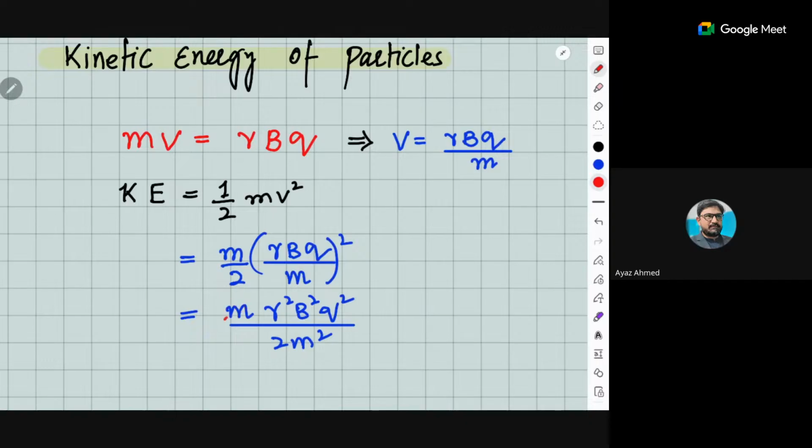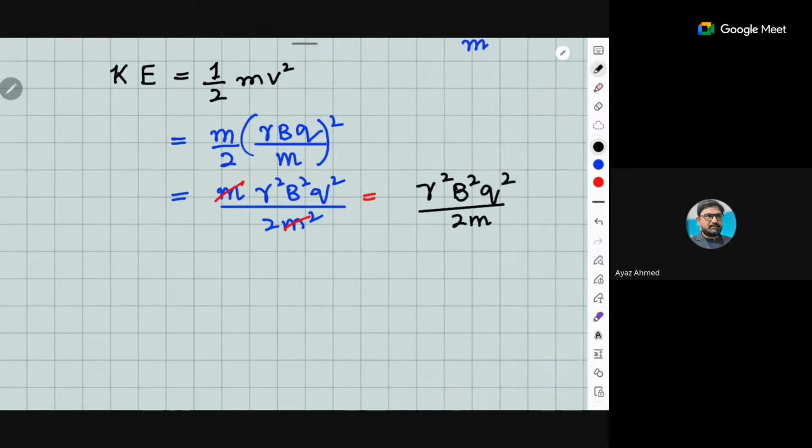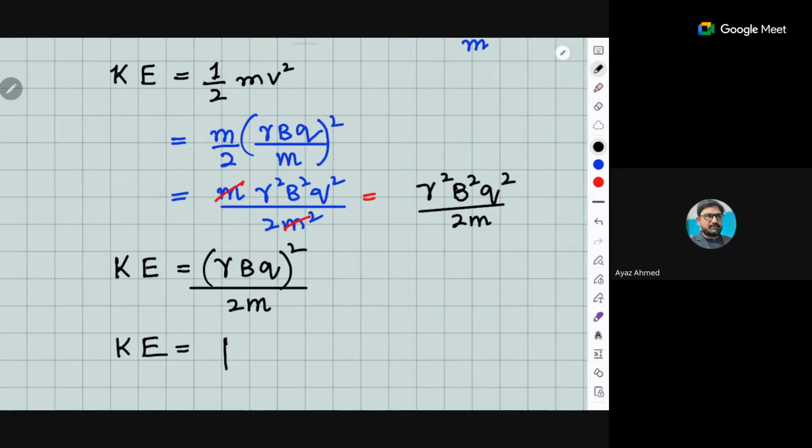So m will be cancelled by this 1m, and your equation will be formed as r square B square q square divided by 2m. This links with the momentum of the charged particle as well, because the kinetic energy is equal to (rBq) whole square divided by 2m. So that gives me a new relation of kinetic energy. That was equal to momentum of the charged particle, so that was momentum square divided by 2m.